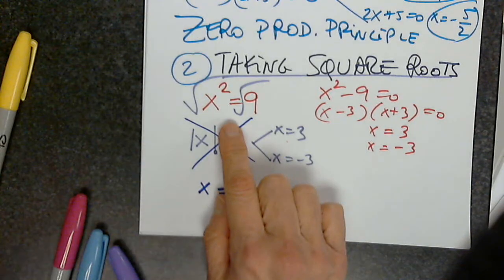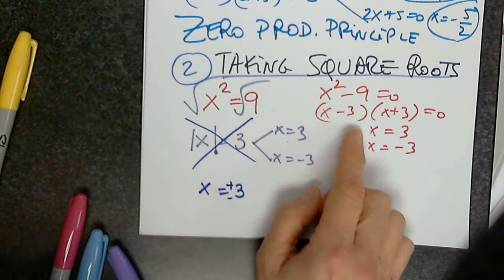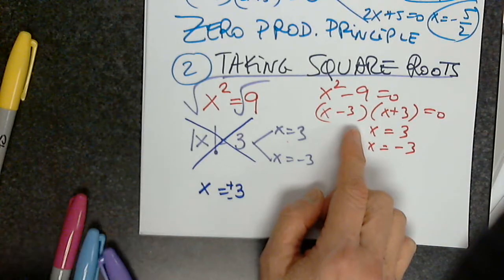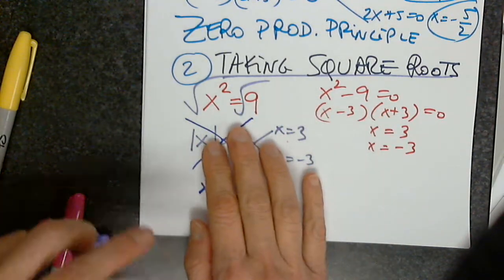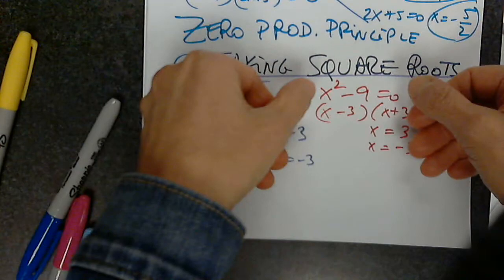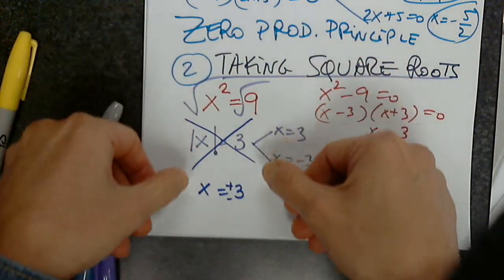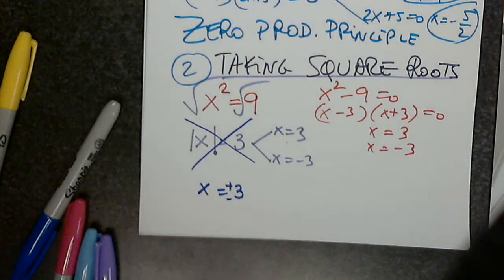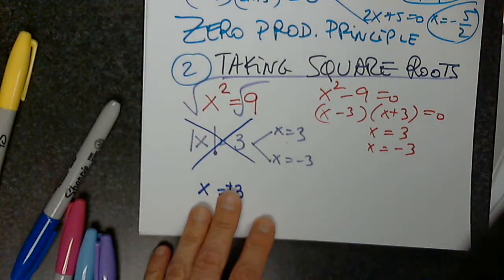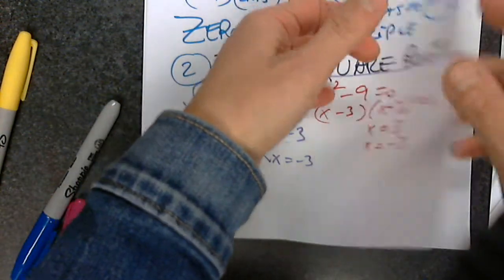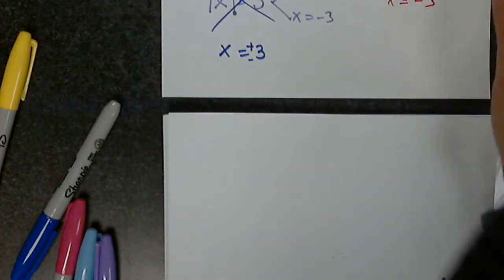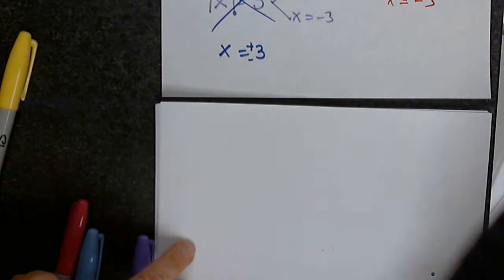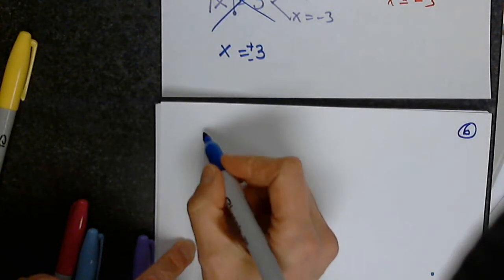Now, why would I do this and not factor? I'll show you why. In this particular case, it doesn't really matter. If you give me this equation, I would probably take the square root, but if I factor, it's still in a blink. But let me show you one in which it's a bad idea to factor. Here's an example.